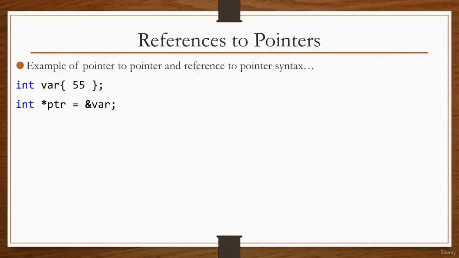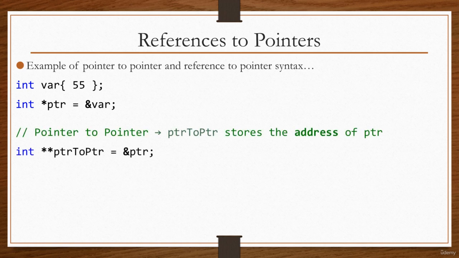At this point, we are familiar with pointers and pointers to pointers. I have a quick example here. We have an integer variable called var, and I initialize that to 55. Then I have a pointer to an integer called ptr, and we initialize that to the address of the variable var. Next, we have a pointer to a pointer, and the pointer to the pointer is going to store the address of the pointer. Okay, we use the address of operator to fetch the address of the pointer ptr, and we store that in the pointer to pointer.